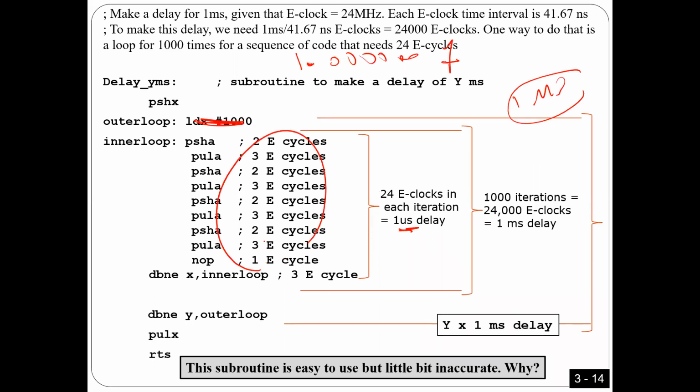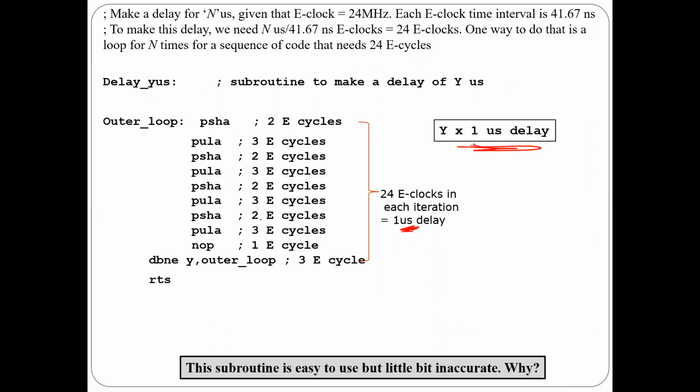Here in every iteration, I'm going to repeat this part 1000 times. Here, no, I'm not going to do that. I'm going to repeat this part from here to here. It's going to make 1 microsecond. I'm going to repeat it Y times. Okay, guys, any questions?